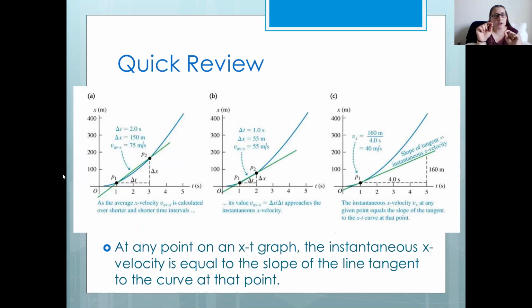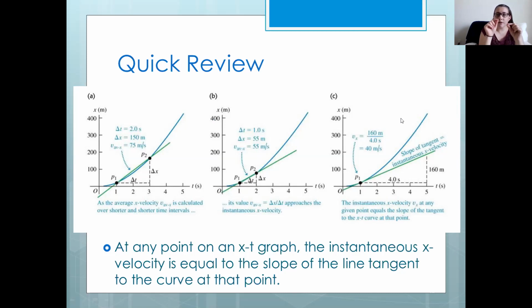So our change in position in that first case is 150 meters. Our time interval, change in time, is 2 seconds. So that gives us an average velocity of 75 meters per second. Let's take an even smaller time interval. So instead of 2 seconds, now we're looking at 1 second. We're moving those points closer and closer together. So as our time interval is 1 second, the change in position is only 55 meters. And so that gives us an average velocity of 55 meters per second in that particular time interval.